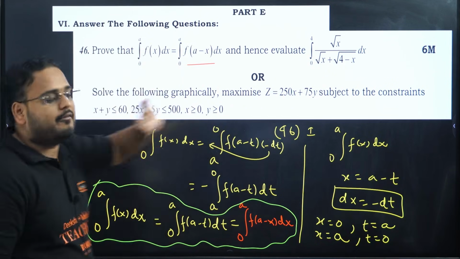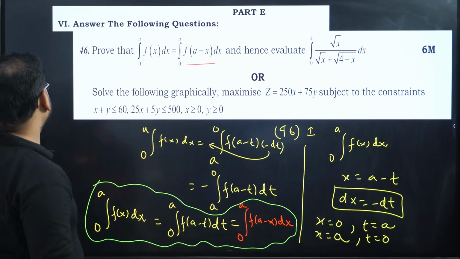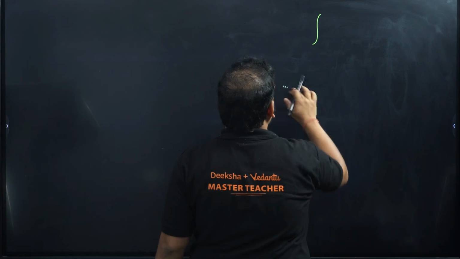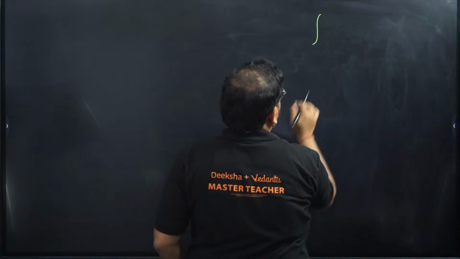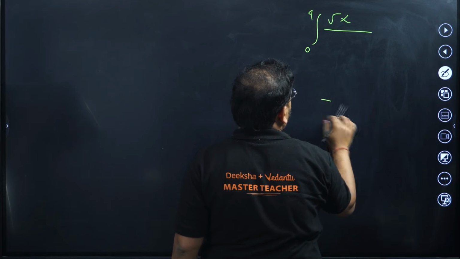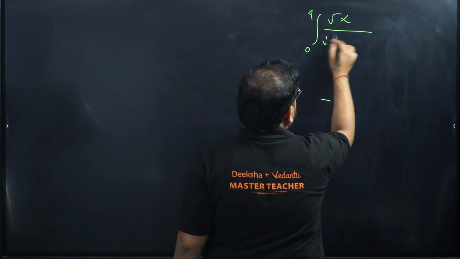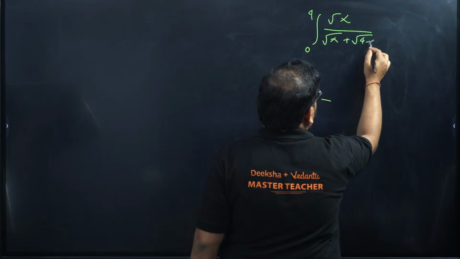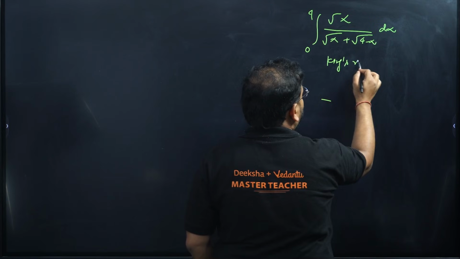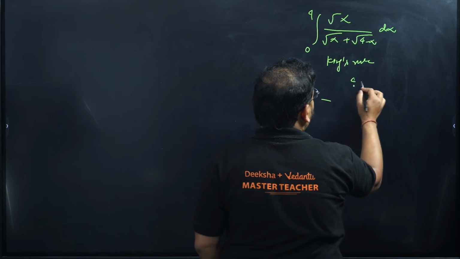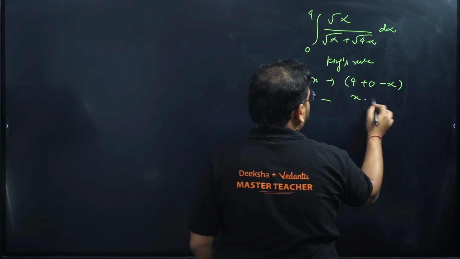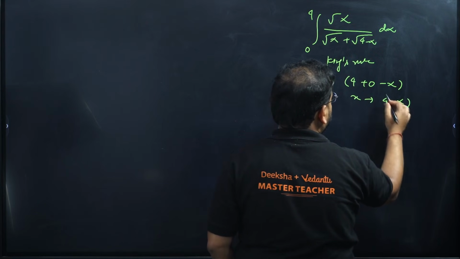The other half is finding the value of the integral from 0 to 4 of root x upon root x plus root of 4 minus x. How do you solve it? Simply apply the King's rule, the same one. If you apply King's rule, what do you do? Sum of the limits, so 4 plus 0 minus x. You're going to replace x by 4 minus x.